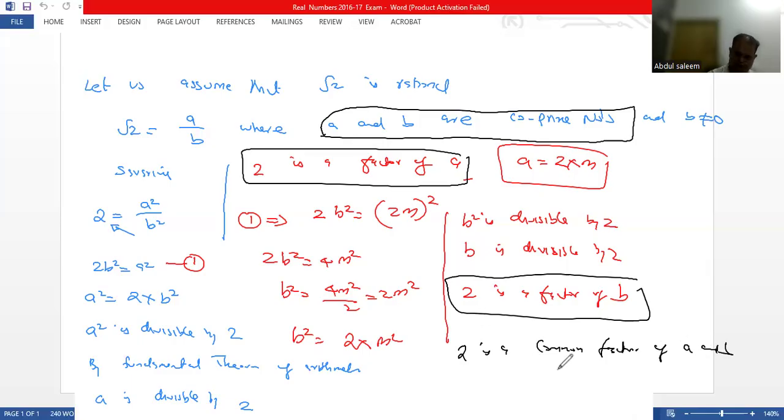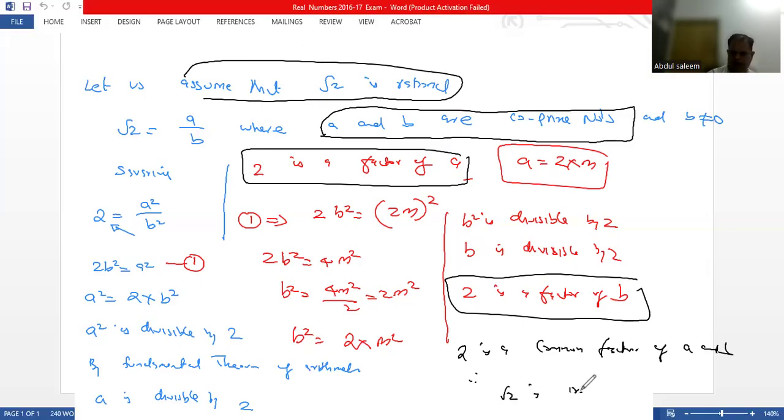Therefore, our assumption is wrong. What is our assumption? Root 2 is rational. This is wrong. Therefore, finally, we can say root 2 is irrational. That is the answer for that question.